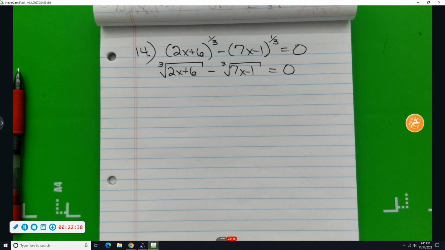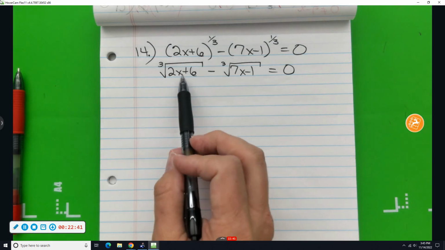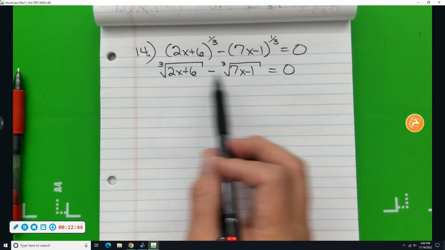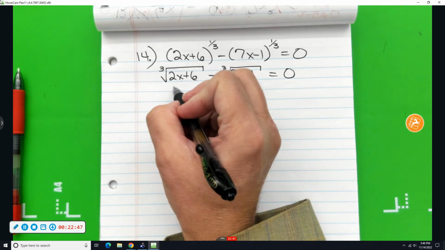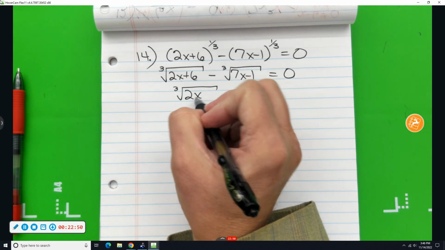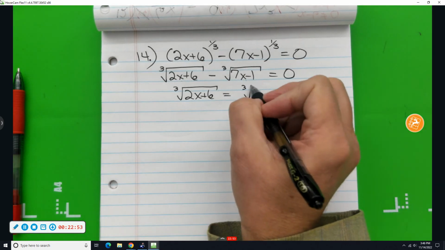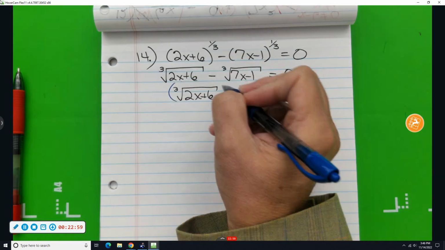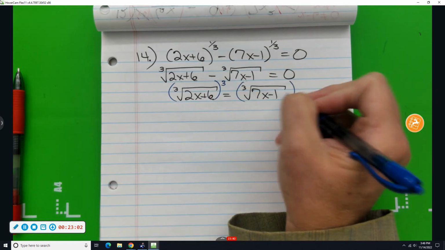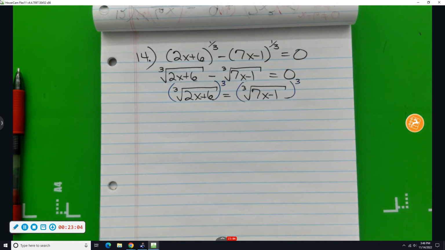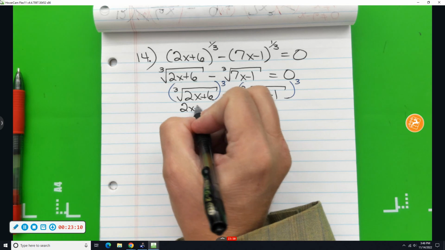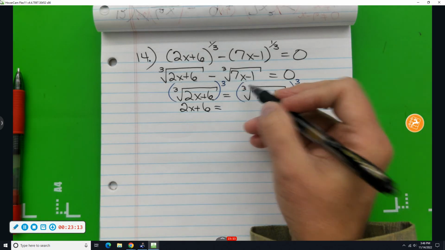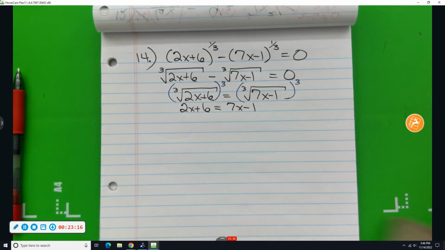But here, we need to isolate a radical. I'm going to try to isolate this radical, but when I do, I think we'll isolate that one also. So we'll have the cube root of 2x plus 6 is equal to the cube root of 7x minus 1. And then we can cube both sides. Cubing the cube root, we just have 2x plus 6. Cubing that cube root, we have 7x minus 1. This isn't even quadratic, it's linear.